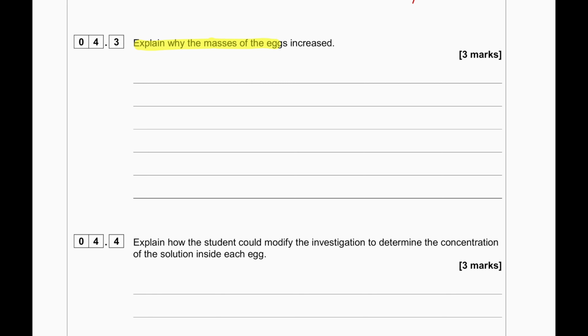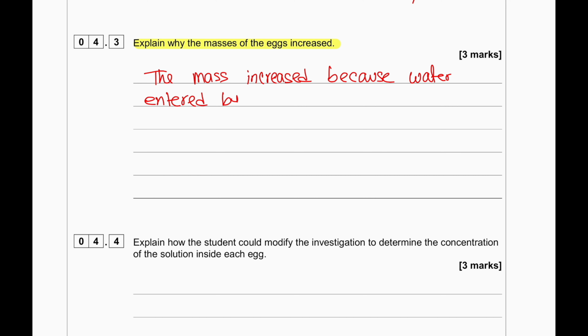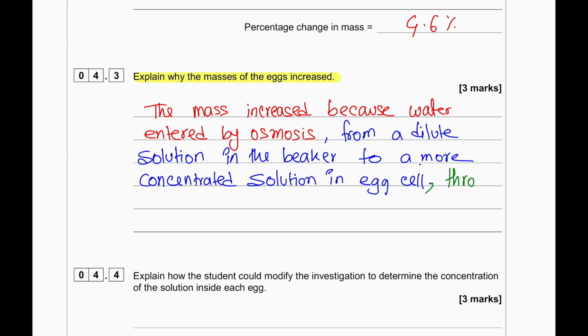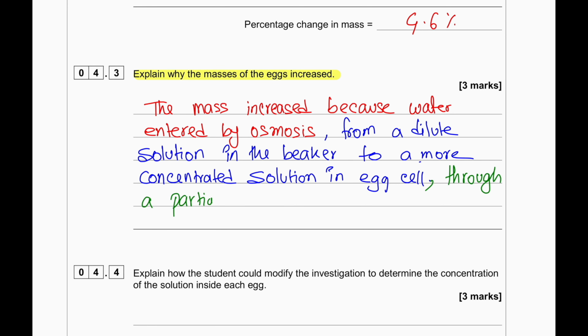Explain why the masses of the eggs increased. The mass increased because water enters those eggs that didn't have the shell by osmosis from a dilute solution in the beaker to a more concentrated solution in the egg cell, through a partially permeable membrane.